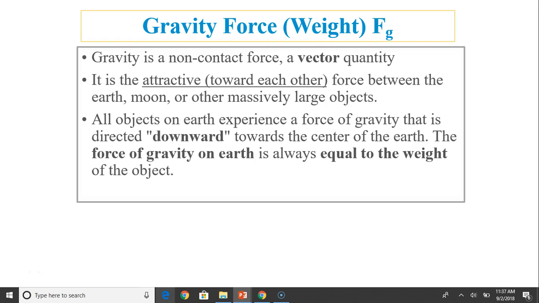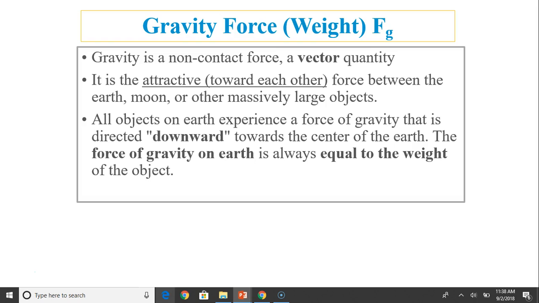Gravity force, Fg. Gravity is a non-contact force. It is a vector quantity. Non-contact means you don't have to touch it in order to exert the force. It is an attractive force. Attractive force means toward each other, between the Earth, Moon, or other massively large objects.